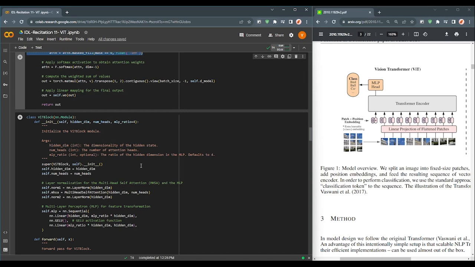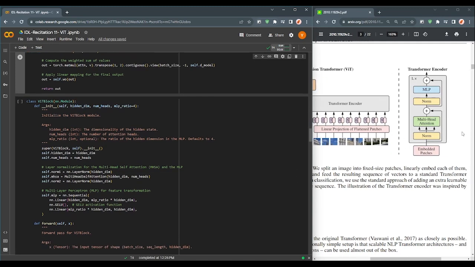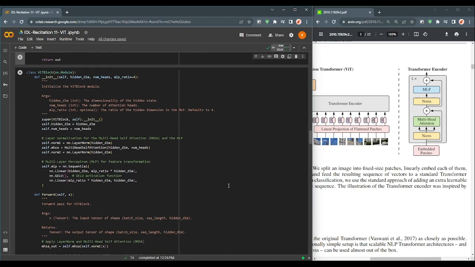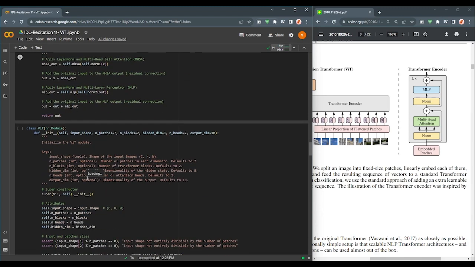For the vision block, when we are trying to implement it, we will implement something similar to this image, the transformer encoder, as I'm showing on the right. First we'll start with the layer norm, then it's followed by the multi-head attention, then the layer norm again, then the multi-layer perceptron. So in the forward we wrote the forward function as well. It's easy to follow.